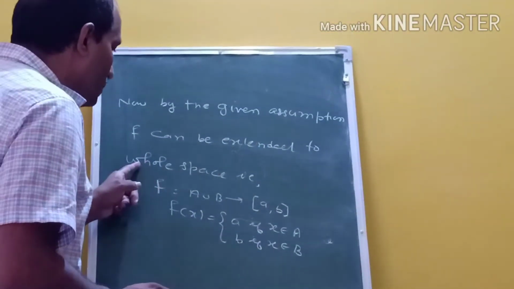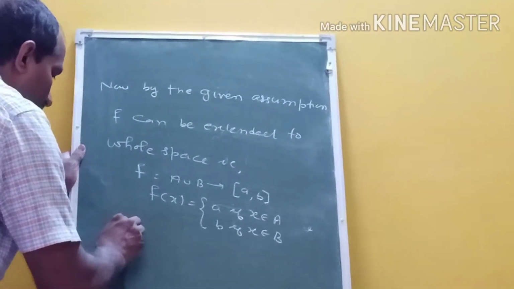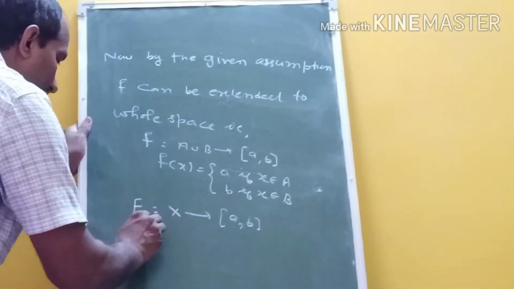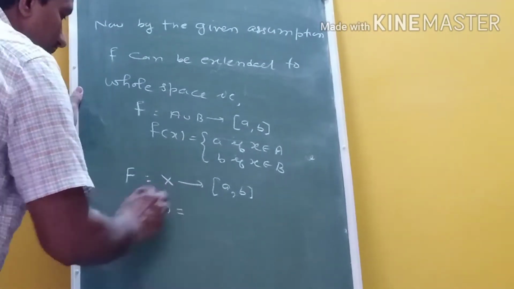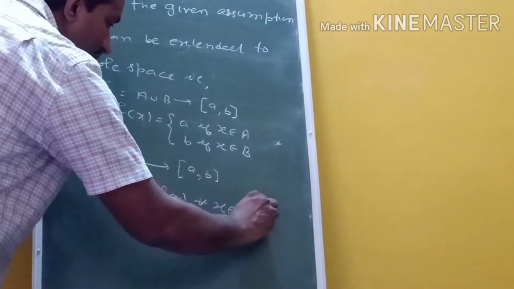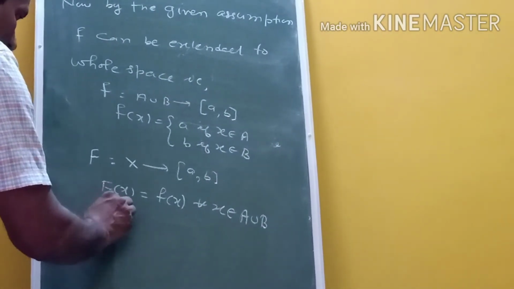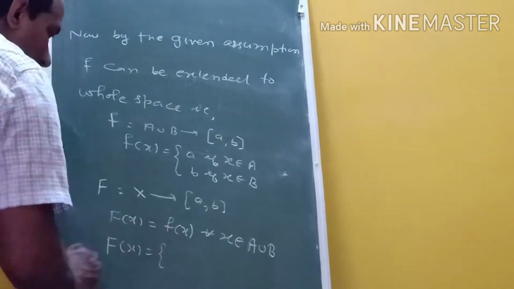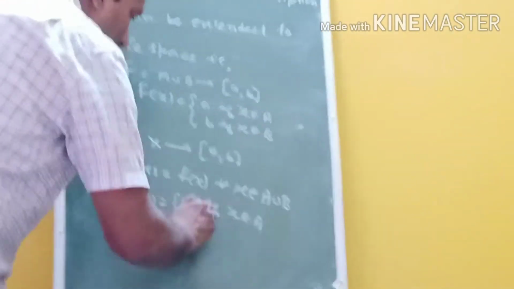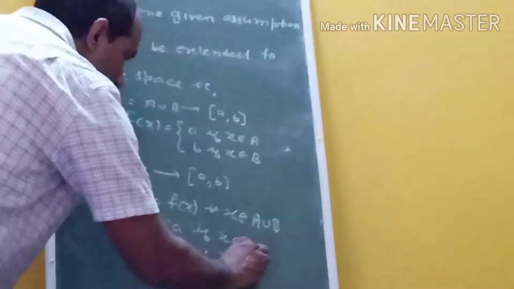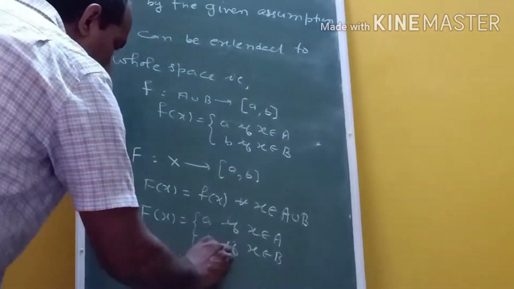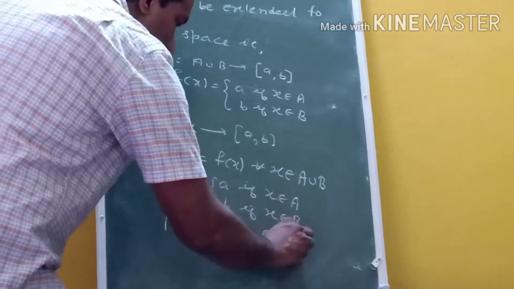This f can be extended to the whole space by the given assumption: f from X to [a, b] such that f of x is equal to f of x for all x belonging to A union B. Or you can write f of x is a if x belongs to A and b if x belongs to B. Or you can write f of A is a and f of B is equal to b.